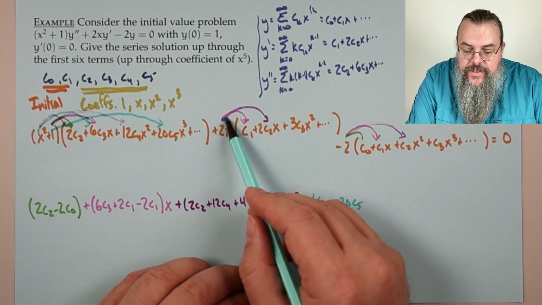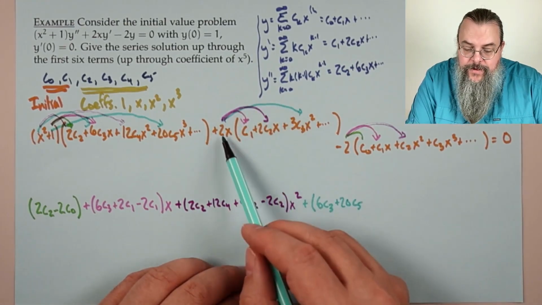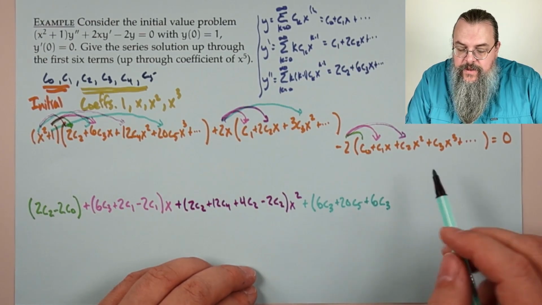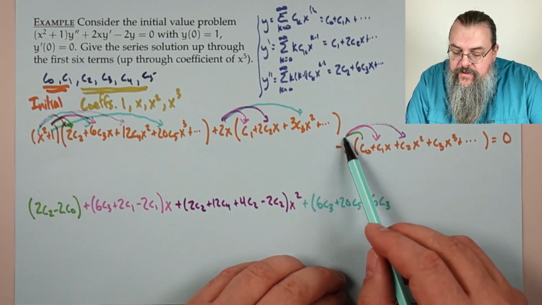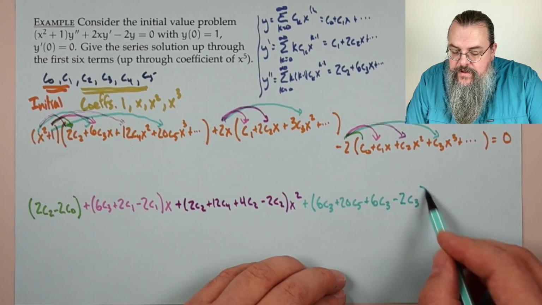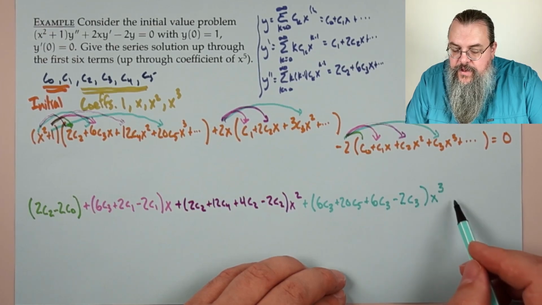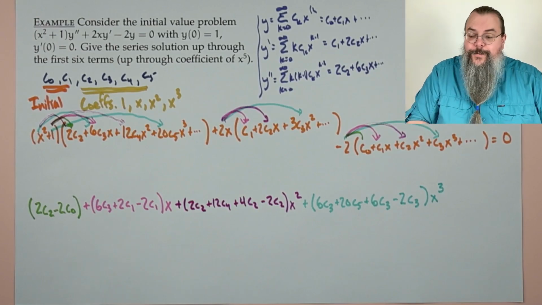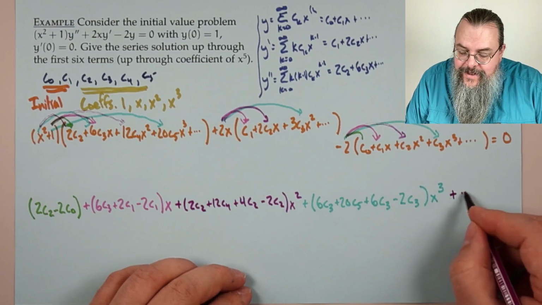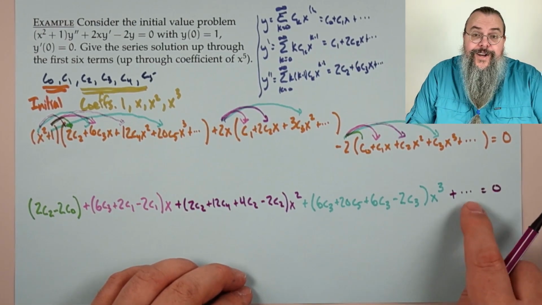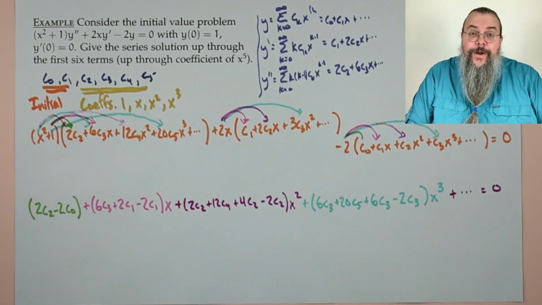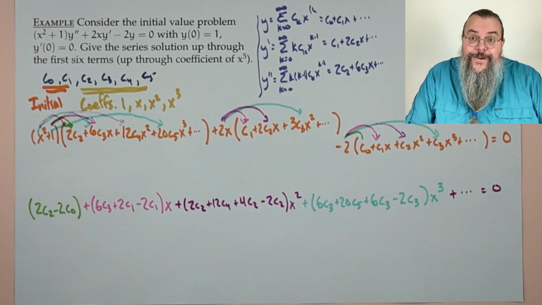We can do x times x squared. So we have 2 times 3, that makes 6c3. And then we have minus 2 times c3 x cubed. And, well, everything else, plus dot, dot, dot equals 0. Now, we don't need to worry about the dot, dot, dot, because we said we only need to look through x cubed.